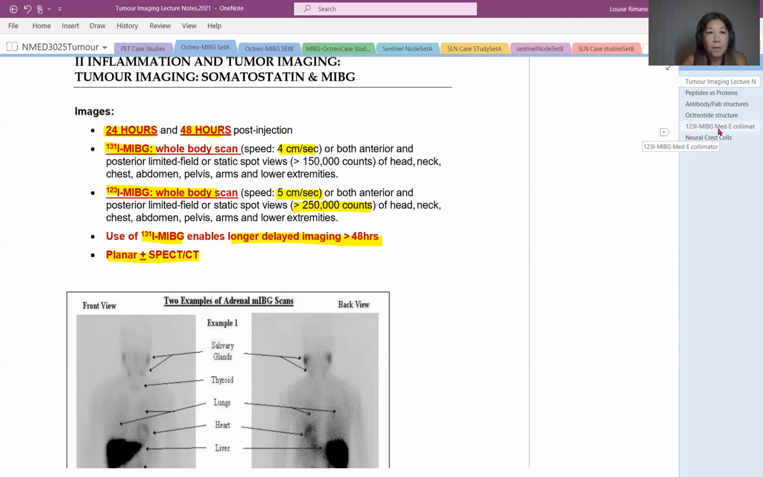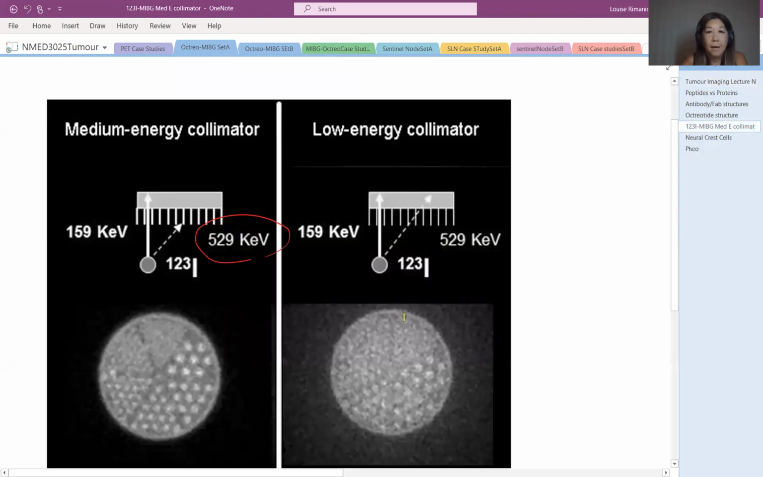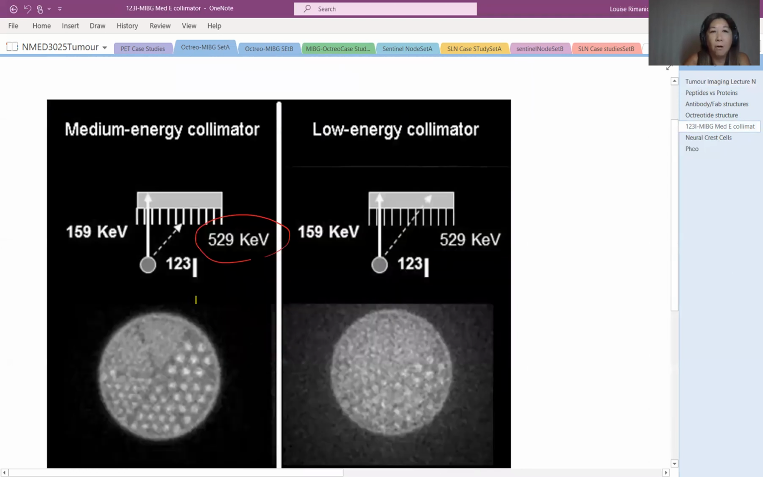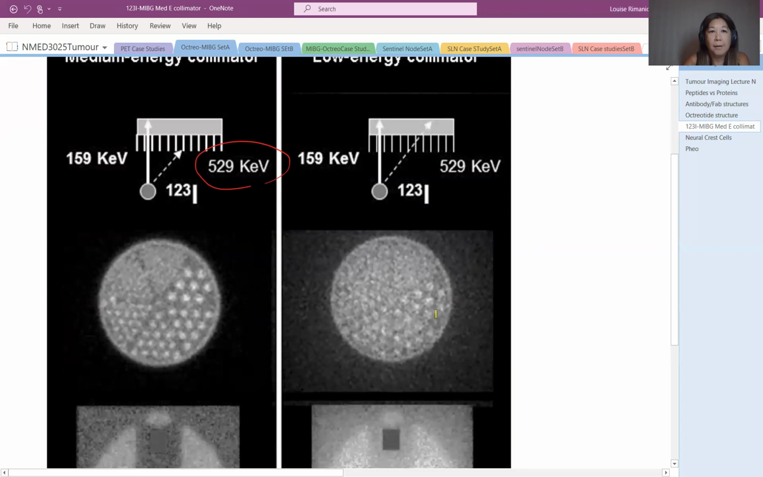And for many years, that's what people did. But recently, this article was published in the JNM, and it talked about using a medium energy collimator instead of a low energy collimator. People thought, what? Why would we want to do that? And it turns out that the medium energy collimator actually gives superior resolution.